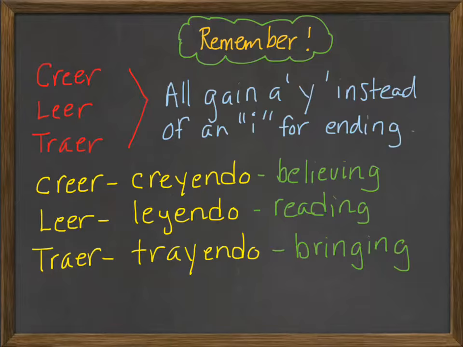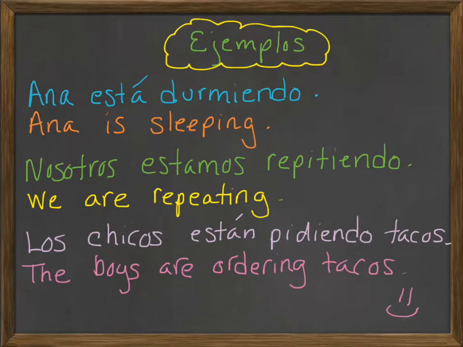Alright, so creer means to believe, and it changes to creyendo. Right here it's a Y. Instead of adding I-E-N-D-O, you'll be adding Y-E-N-D-O. It means believing. Leer, same thing. Instead of adding the I-E-N-D-O, you do change it to a Y. So you get leyendo, which is reading. Traer, same thing. Y instead of an I. Trayendo means bringing. Okay, so Ana está durmiendo would mean Anna is sleeping.